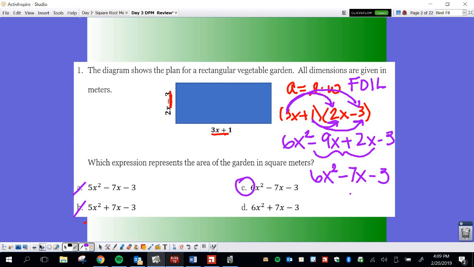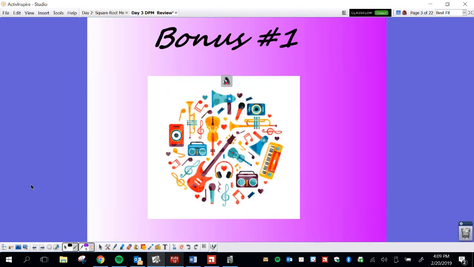Okay. Alright, so here is our first bonus. And you'll find this where you can write your answer right below this question. It'll say bonus number 1.